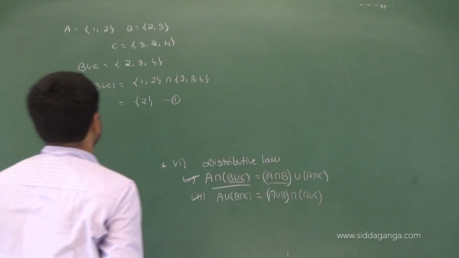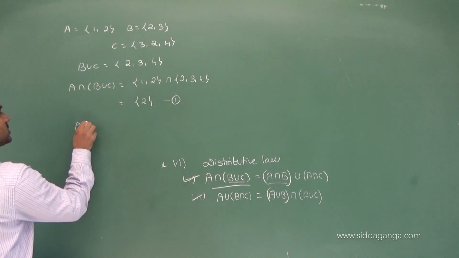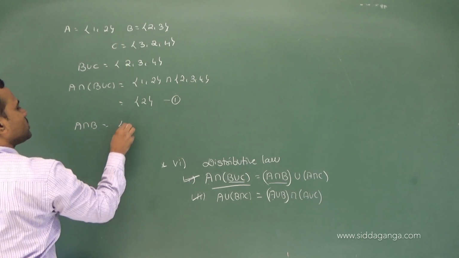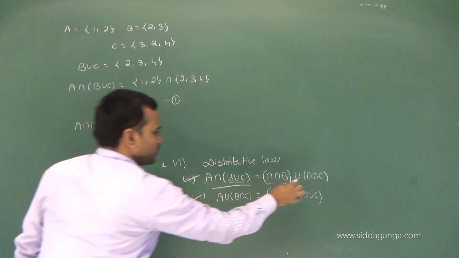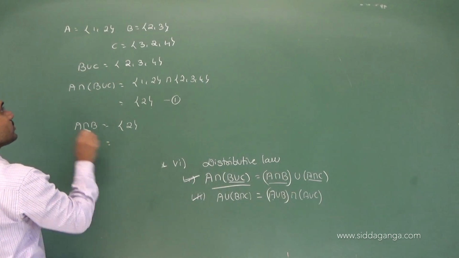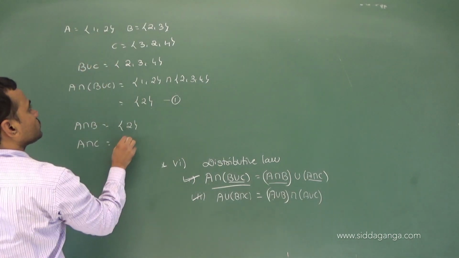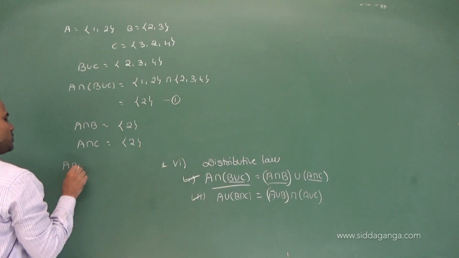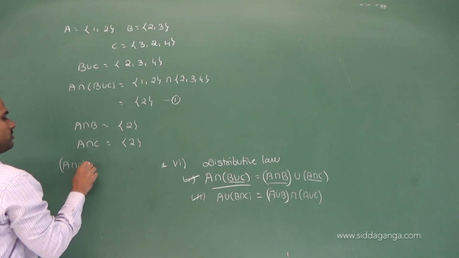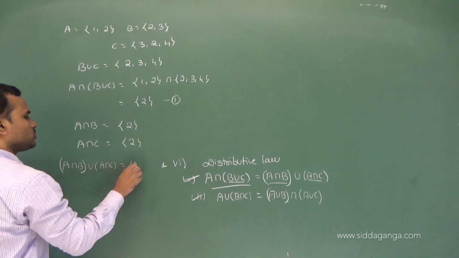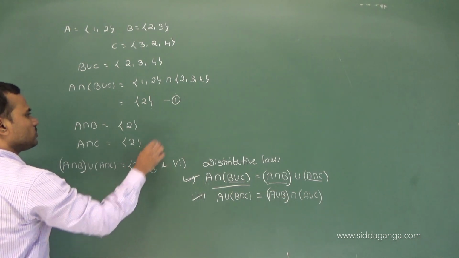RHS: A intersection B. First we find A intersection B. The common element is what? 2. Then A intersection C. The common element is what? 2. Only 2. Then A intersection B union A intersection C is 2. Call it as 2.